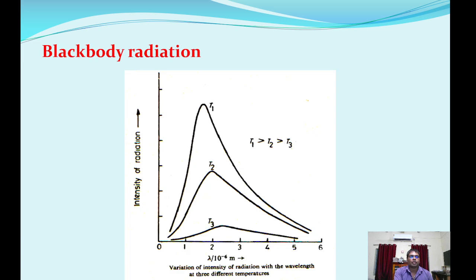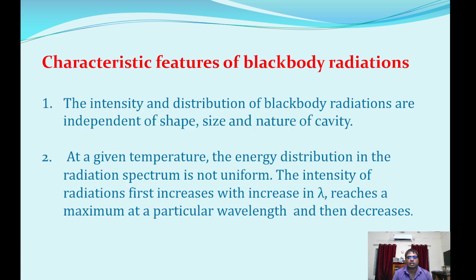First of all, the blackbody radiation. This curve shows the plot of intensity of a blackbody radiation as a function of wavelength at several different temperatures. The main characteristic features of the blackbody radiations are as follows. Number one, the intensity and distribution of blackbody radiations are independent of shape, size, and nature of the cavity.